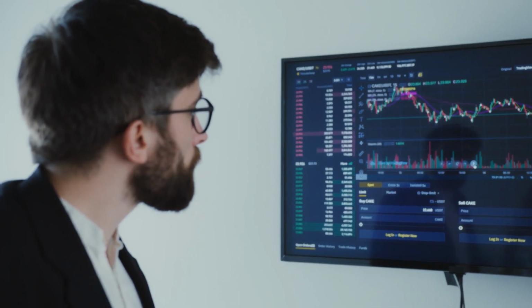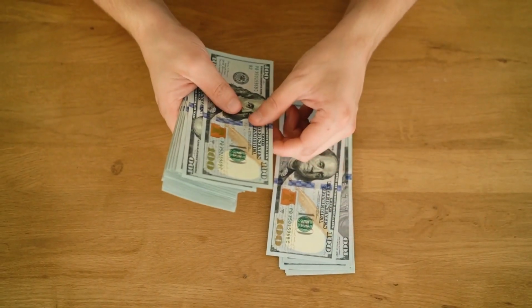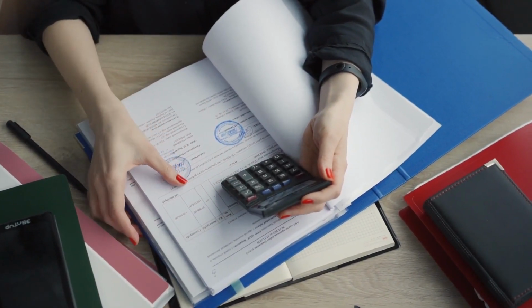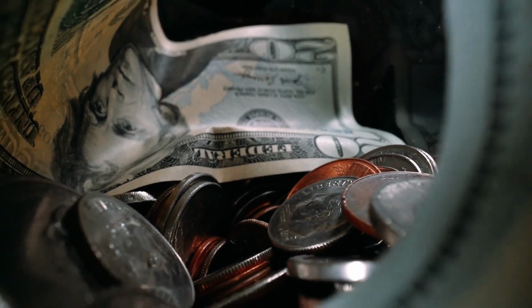Next, we have the premium. This is the price you pay to buy an option. The premium can vary based on factors such as the volatility of the underlying asset, time to expiration, and market demand. It's crucial to consider the premium as it directly impacts your potential profits and losses.